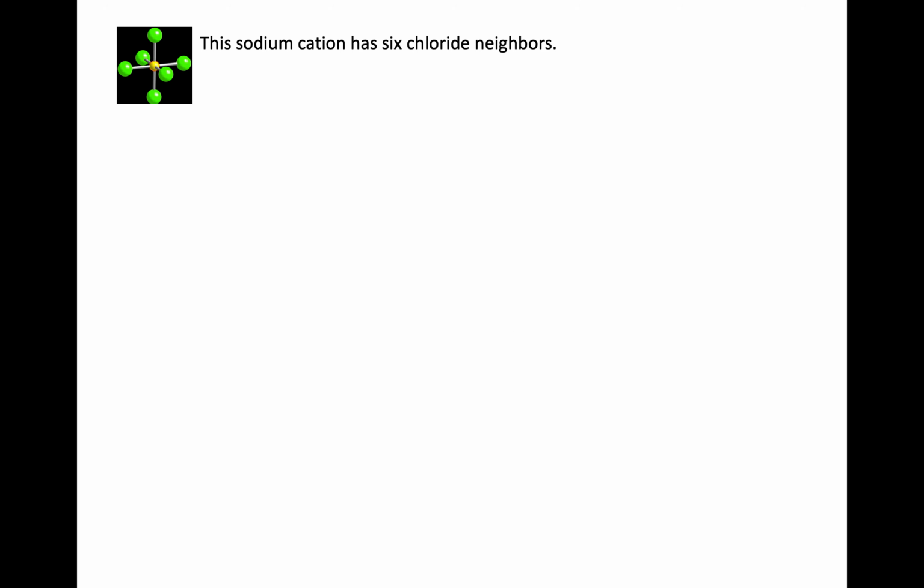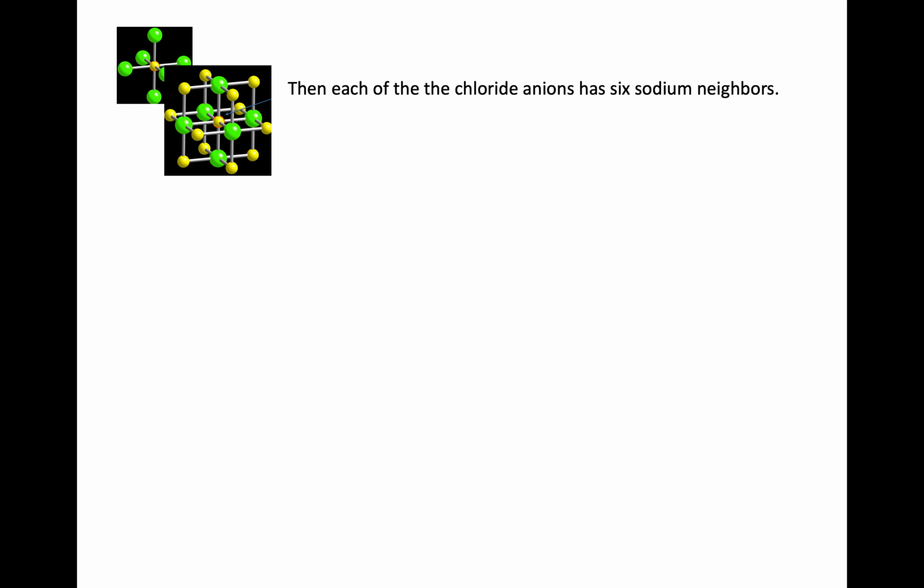How about for the ionic compound? So here I show a sodium cation in the center, and it has 6 chloride anions around it. Let's expand that a little bit. Then each of the chloride anions is going to have 6 sodium neighbors.